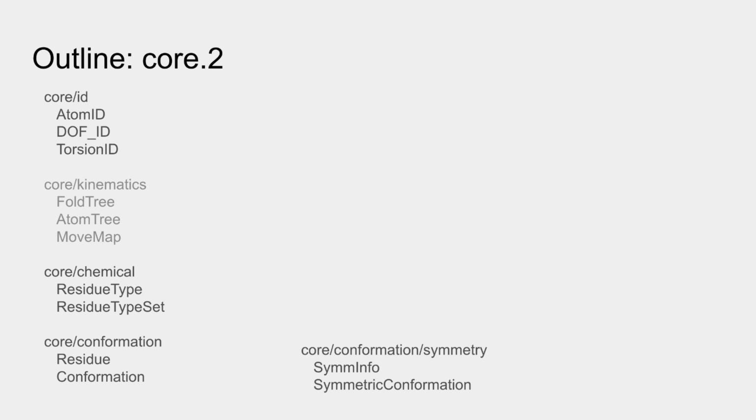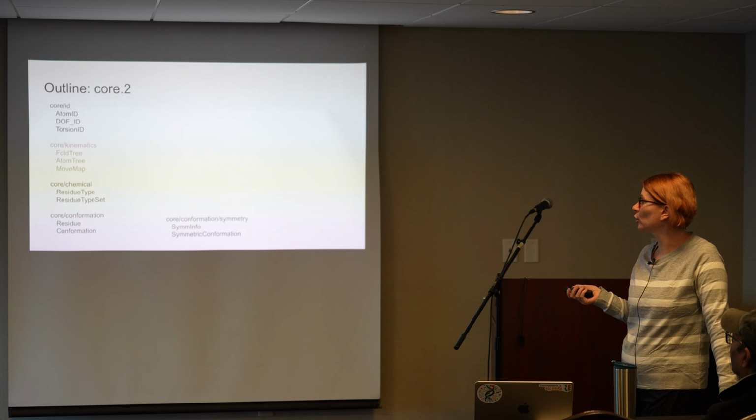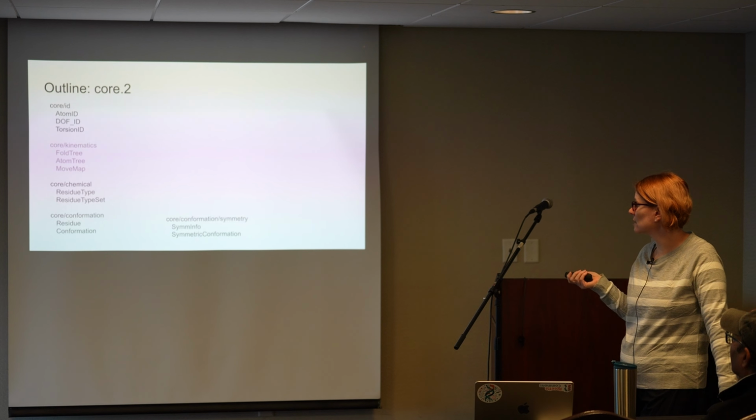Core 2, you have core IDs, so we have atom IDs, degrees of freedom, torsion IDs, and then core kinematics are here. We are going to be talking about full trees and atom trees later in the afternoon, so we're not going to talk about it in this lecture.